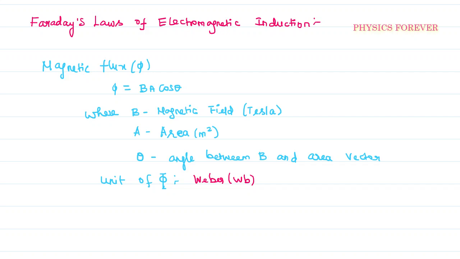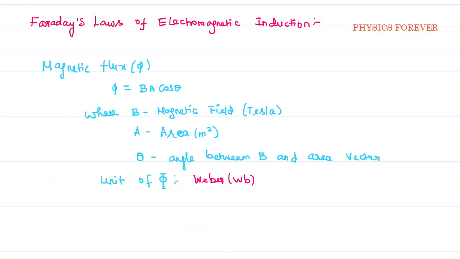So how can we write magnetic flux? Phi is equal to BA cos theta. From that, B is the magnetic field, its unit is Tesla. A is the area, unit meter square. Theta is the angle between B and the area vector. So the unit of flux is Weber.